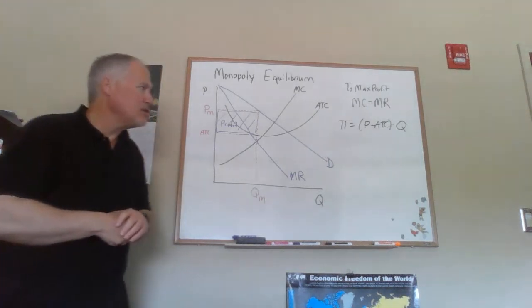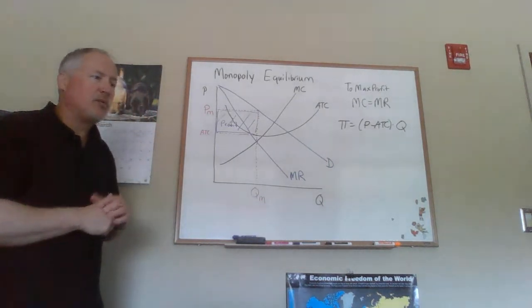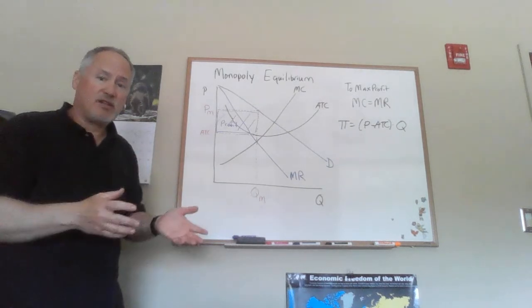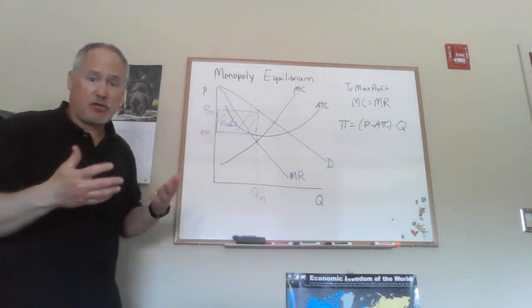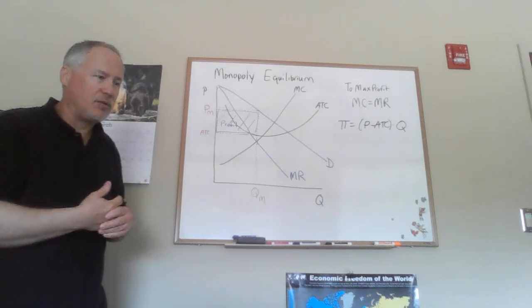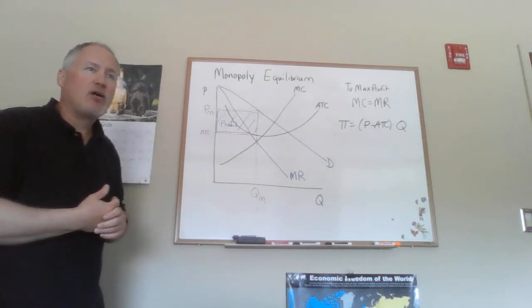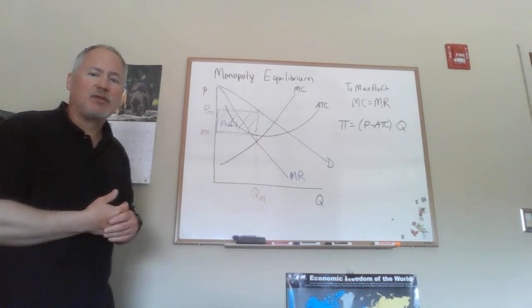But here it is. Here's our monopoly equilibrium. We only need one graph. We only, in effect, really have one equilibrium. We don't have a separate short run or long run equilibrium. So the monopoly outcome here is a little simpler than what we had in perfect competition.